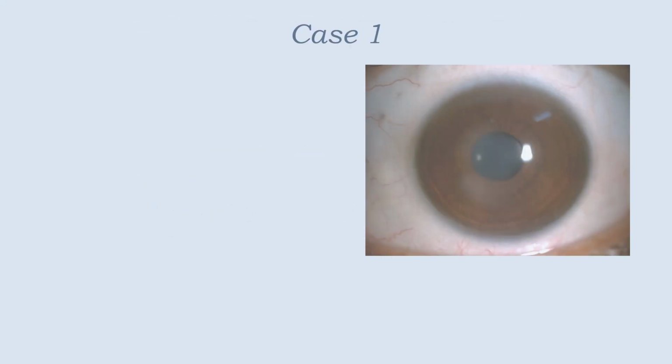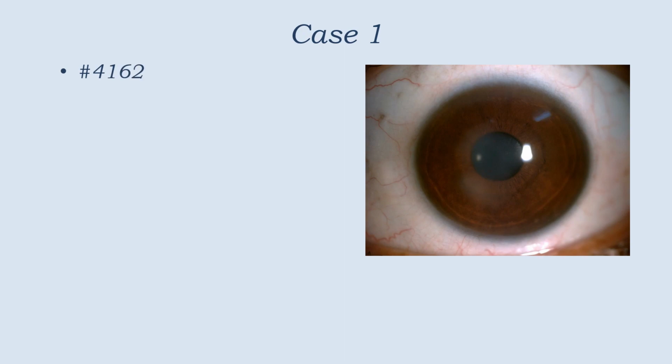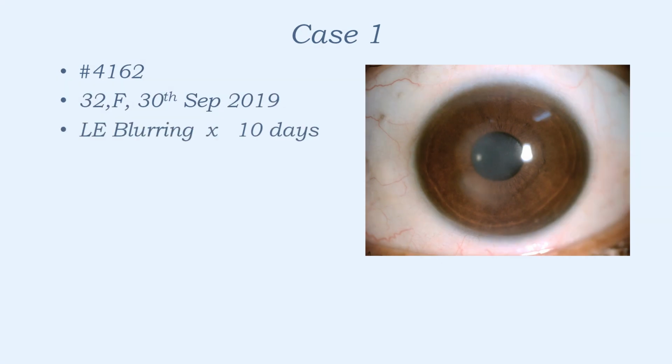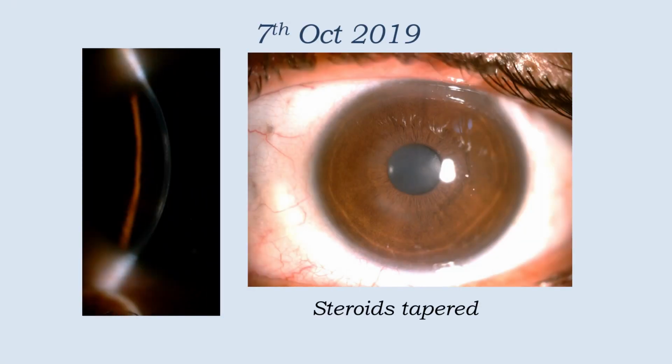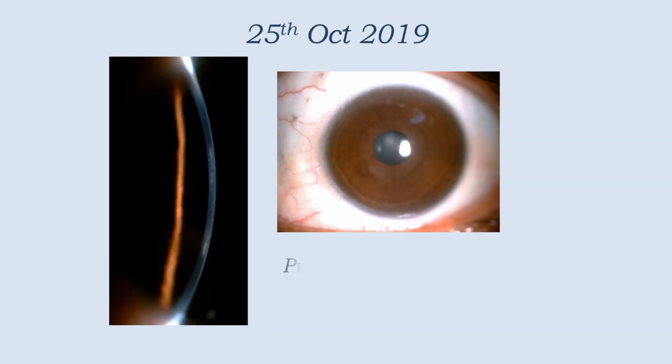With this background, let's go through some cases. This young female came to us with history of only 10 days. Since inflammation was not much, prednisolone was started in 6 times a day dose and acyclovir ointment in 3 times a day dose. At 1 week, improvement is obvious. Steroid tapering started. This is the picture at 24 days and further tapering done.